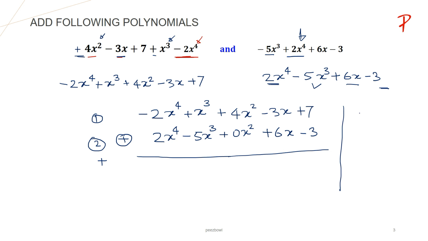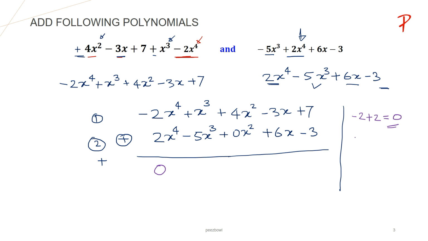So I am going to add only the coefficients of the like terms. So here minus 2 plus 2, this is what? 0. They will cancel each other, right? Minus 2 and plus 2 will cancel each other, and what we have is 0. And plus x to the power 3 minus 5x to the power 3. So we are adding only coefficients. There is nothing with x, it means it has 1. 1 multiplied by anything is that number itself, or that particular term itself.